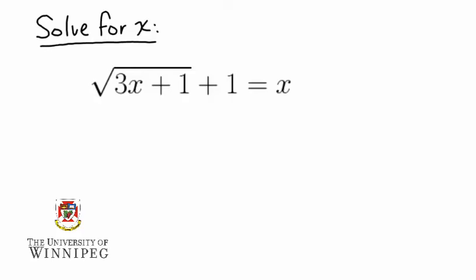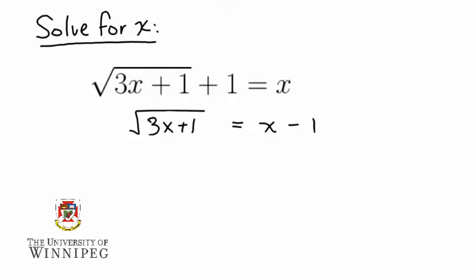In this example, we're going to solve a radical equation that contains one square root. What we'd like to do first is isolate our square root on the left-hand side of the equal sign. So we can do that by subtracting 1 from both sides.